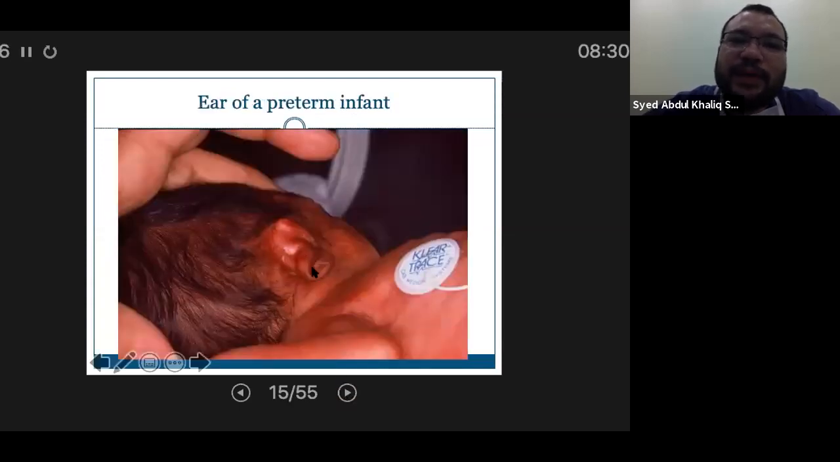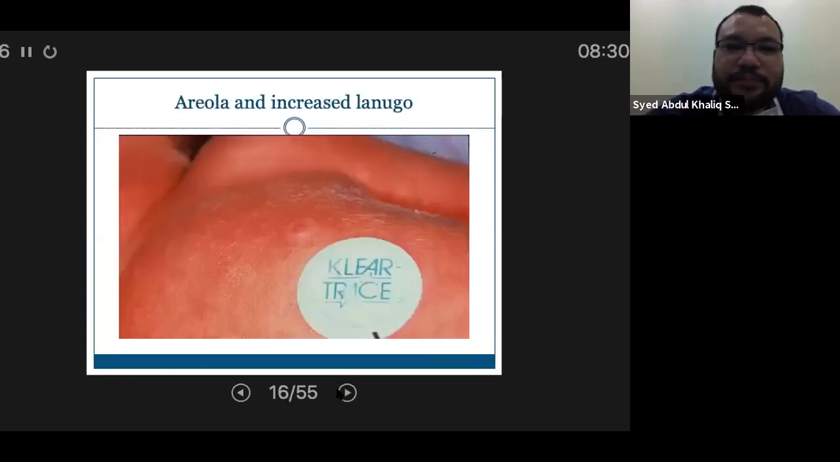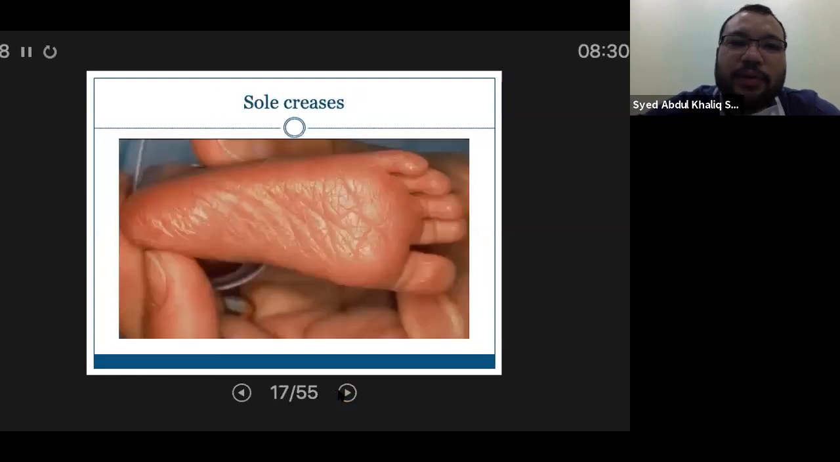A preterm baby's ear is floppy; when you fold it, it doesn't spring back to normal. So this is the ear of a preterm baby. And then the areola as well, the breast. Sometimes in a very premature baby it is flat, with no bud at all. There is an assessment for this in the Ballard scoring.